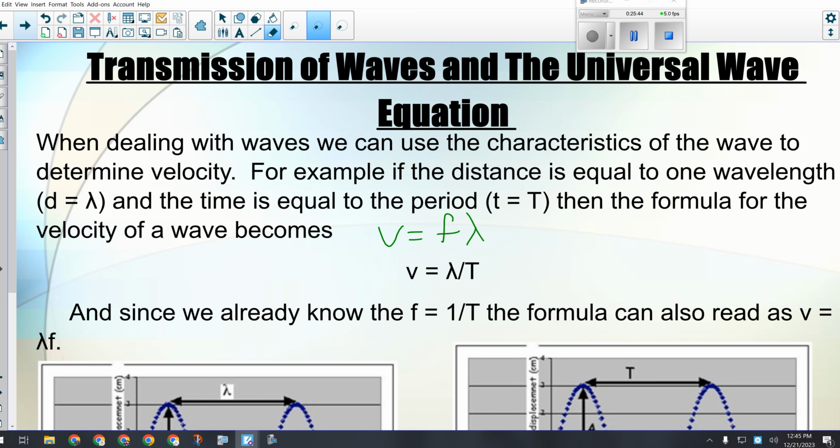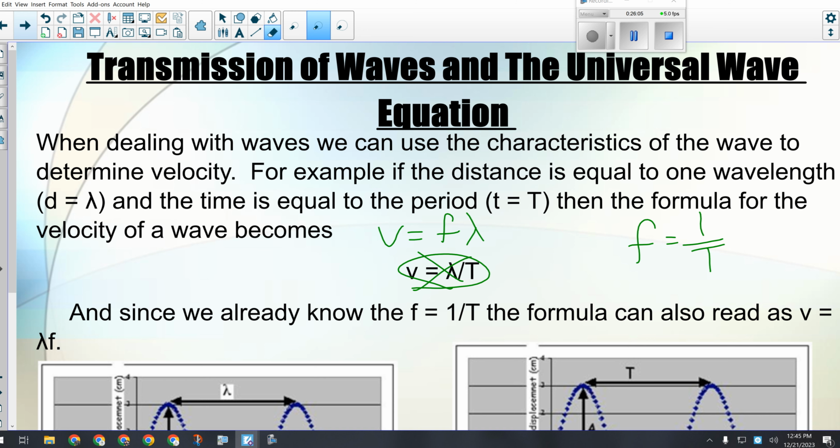Because f equals 1 over T. Is this the same as saying lambda times 1 over T? It is. So it's the same formula. Just know that this version of it is not actually on your formula sheet. Only f times lambda is.